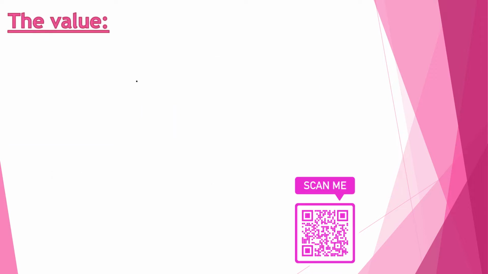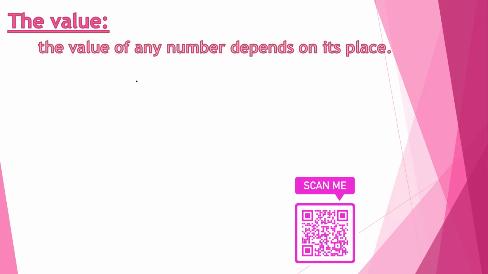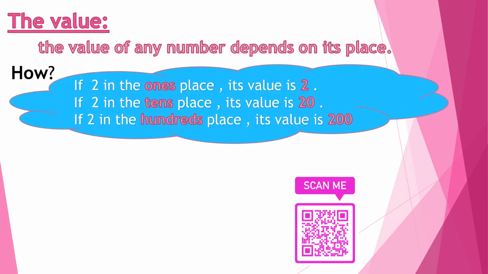Second, the value. The value of any number depends on its place. How? If 2 is in the ones place, its value is 2. If 2 is in the tens place, its value is 20. If 2 is in the hundreds place, its value is 200. Then, in ones, no zeros. In tens, we put 1 zero. In hundreds, we put 2 zeros.